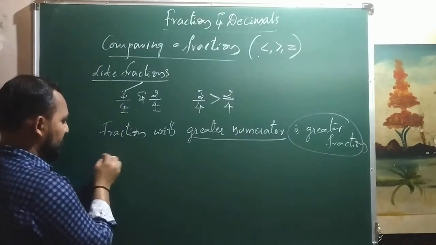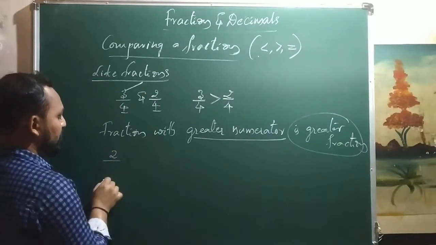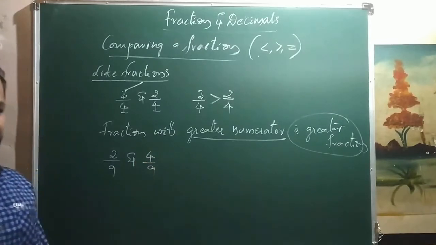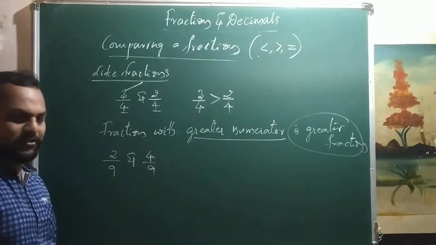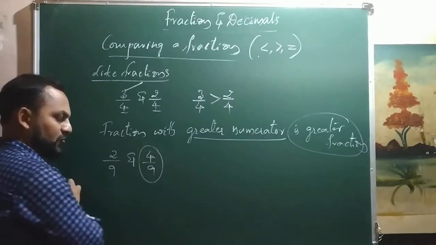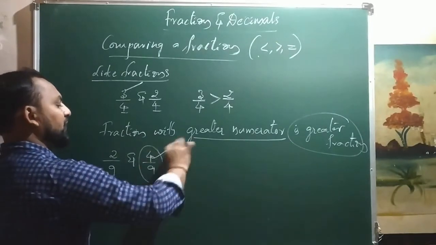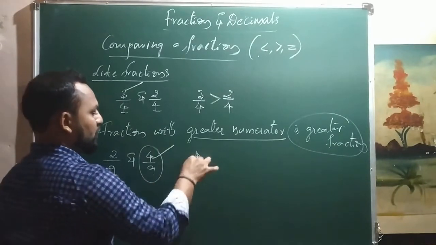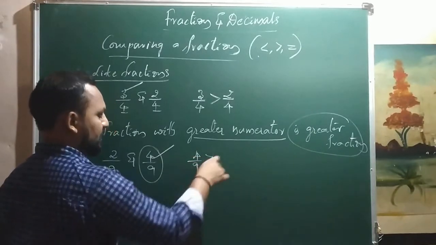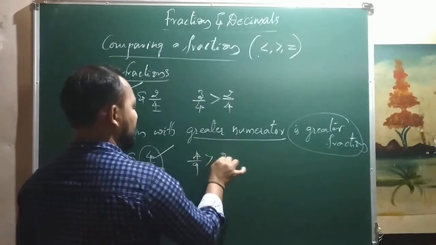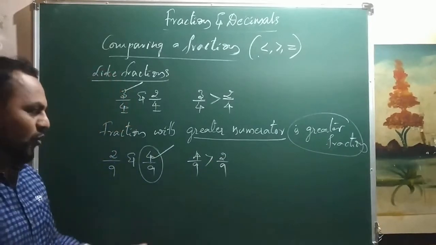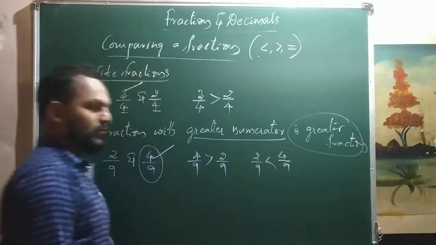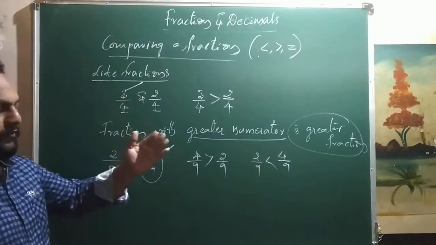Take another example, 2 by 9 and 4 by 9. Which fraction is greater? 4 by 9 is the greater fraction. Why? The greater numerator gives the greater fraction. It means 4 by 9 is greater than 2 by 9, or 2 by 9 is less than 4 by 9.